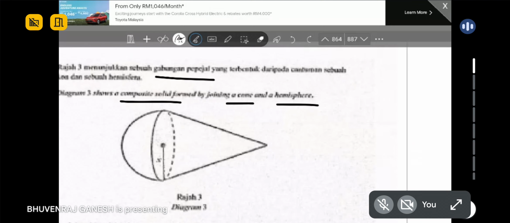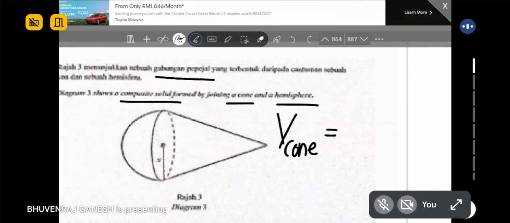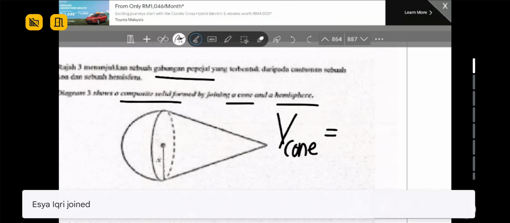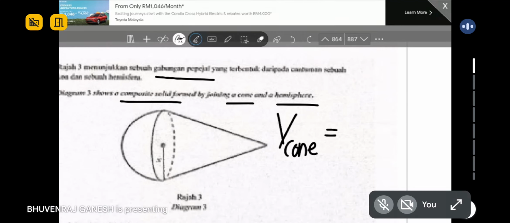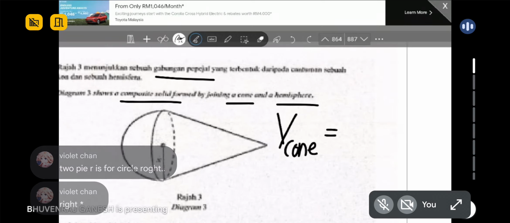Okay, so can anyone tell me what is the formula for volume of cone? Anyone still remember? What is the formula? Who has forgotten the formula for volume of cone? Anyone forget? What is the formula? 2 pi r is for circle, right?